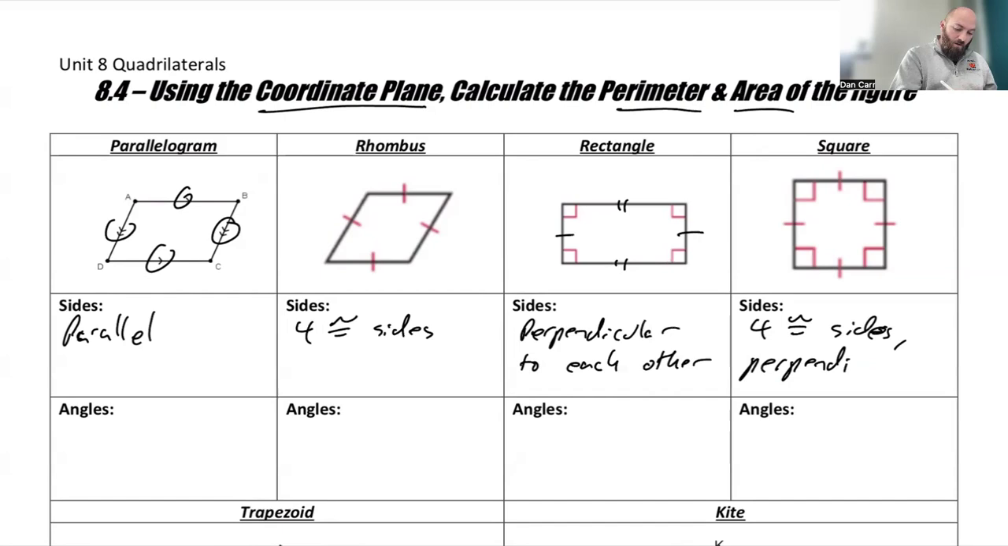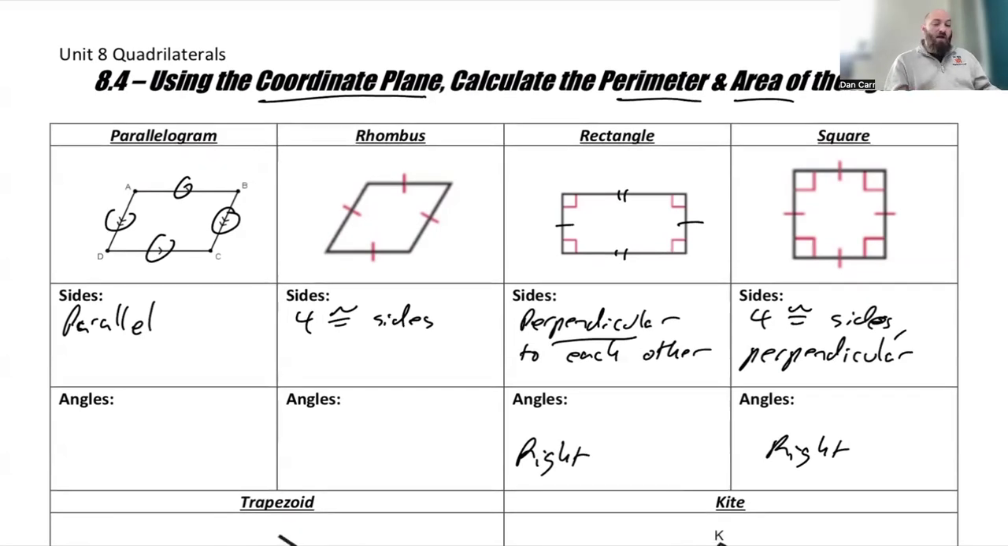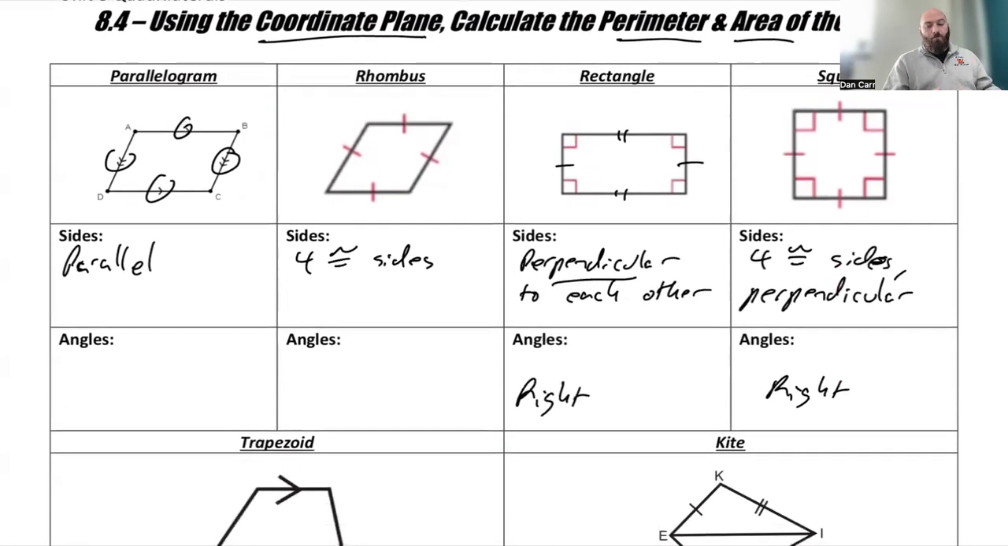Now, in terms of angles, the only thing that might show up again is the perpendicular idea. We have right angles here and here. Okay. It's a little bit tougher with parallelograms or rhombus, especially on a coordinate grid. We don't necessarily have those exact values. We're not going to really look for those on there.